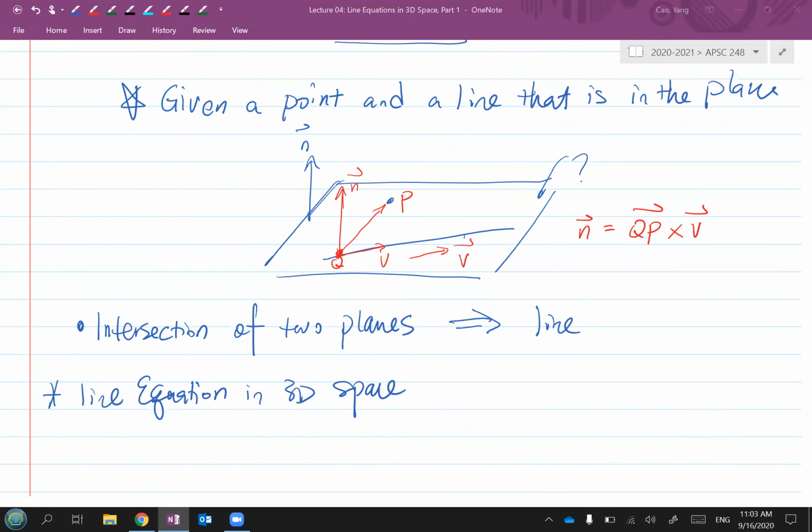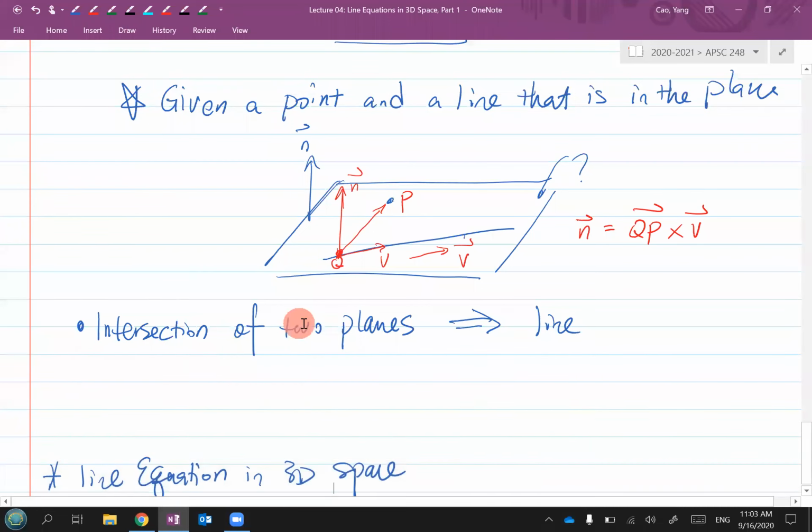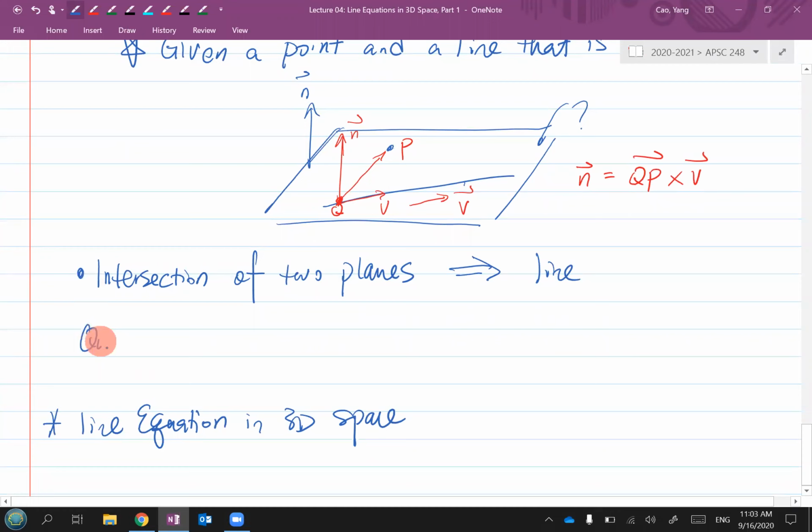Actually, before I move on, I'm going to ask you another question. Let me ask you another question before we talk about the lines. I'll move this down a little bit here. So here's a quick question. I'll see if you actually understand this concept: the intersection of 2 planes gives you a line.